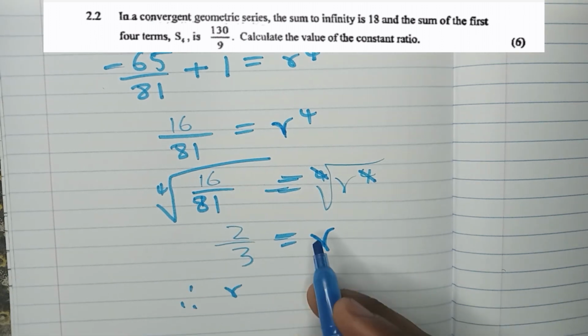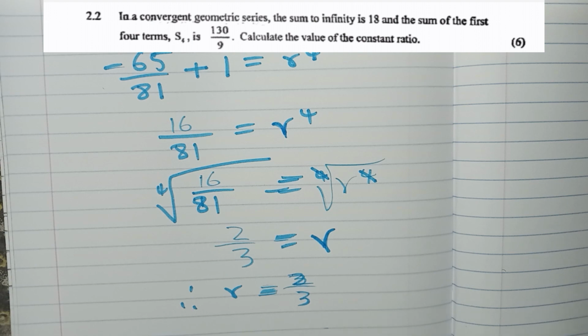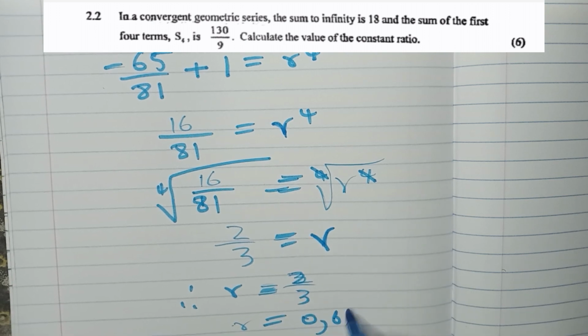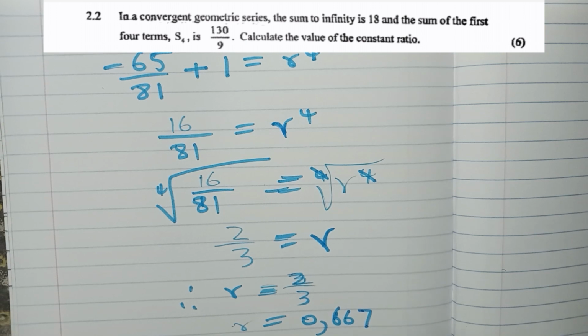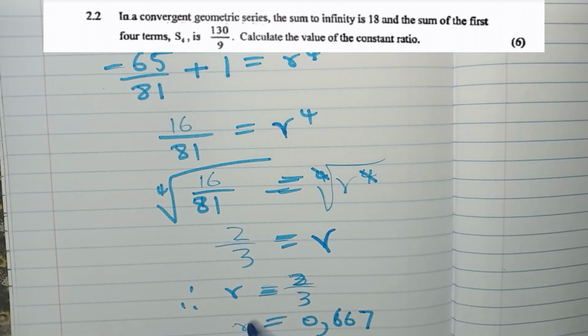Therefore our constant ratio will be equal to 2 over 3. You can also say it in decimal form, but it's not necessary. It's right in the fraction form. It's 0.6667. It's better to make it at least 3 decimal places. So our solution is this one.